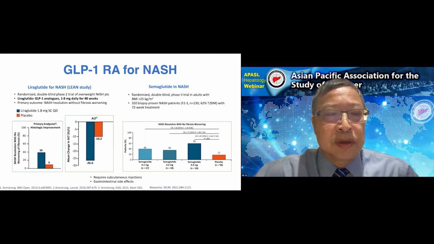Therefore, we are curious whether the GLP-1 receptor agonist could also have an effect on the resolution of NASH. The left side is the data from liraglutide, the right side is the data from semaglutide. Liraglutide 1.8 milligram per day, or semaglutide 0.1, 0.2, or 0.4 milligram per week could have a remarkable improvement in NASH histology. The primary outcome is NASH resolution without fibrosis worsening. The use of GLP-1 receptor agonist could have around 40 to 50% of the patients achieve the histology endpoint, compared to only around 10 to 15% in the placebo control.